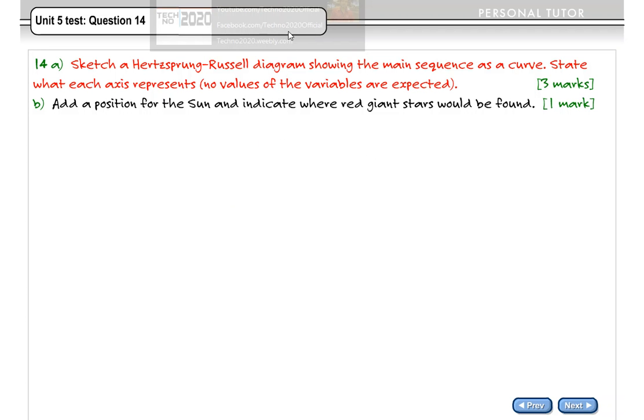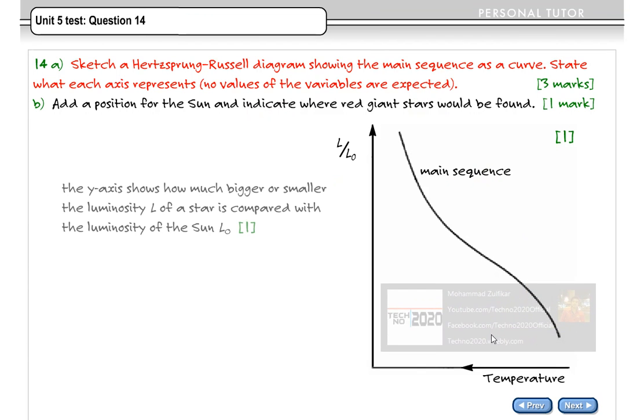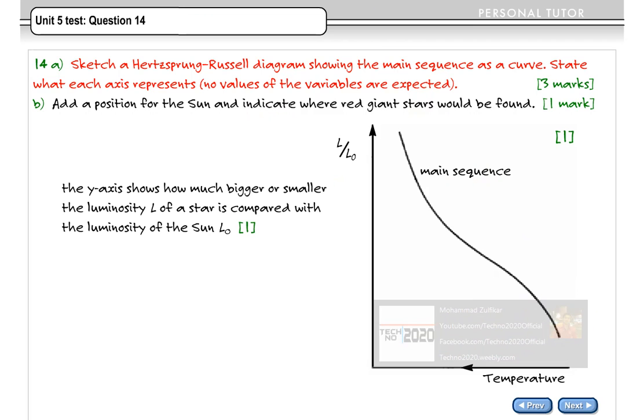In Part A, your diagram should look like the one shown on screen. The y-axis shows how much bigger or smaller the luminosity L of a star is compared with the luminosity of the Sun, L0. The x-axis shows the Kelvin temperature of the stars. Both scales are logarithmic. The temperature scale has high temperatures to the left and low temperatures to the right, but this was not asked for here, and it will emerge from your answer to Part B.